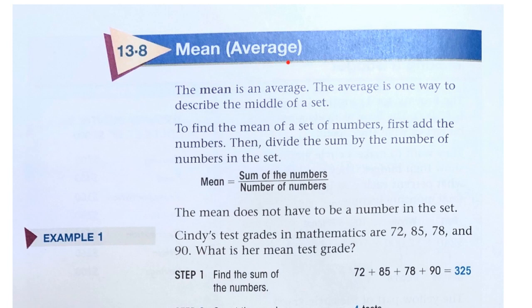Mean. Average. The mean is an average. The average is one way to describe the middle of a set. To find the mean of a set of numbers, first add the numbers. Then divide the sum by the number of the numbers in the set. So the mean is equal to the sum of the numbers divided by the number of numbers. The mean does not have to be a number in the set.